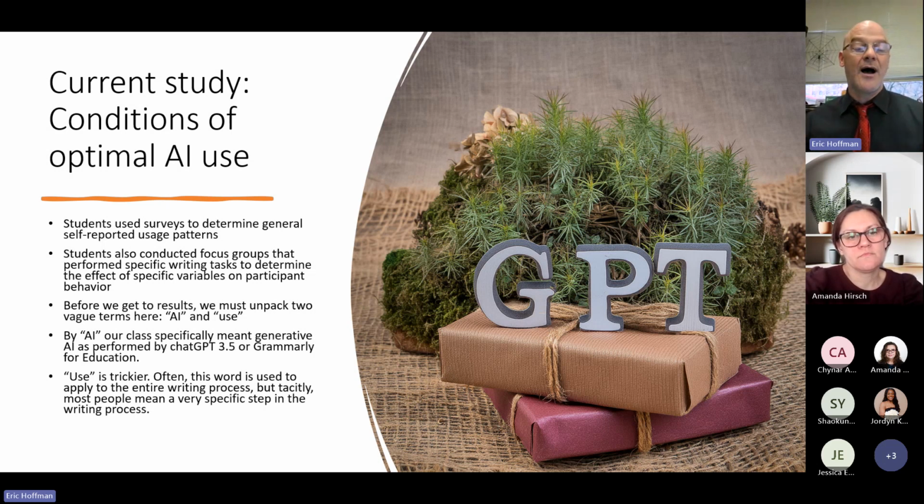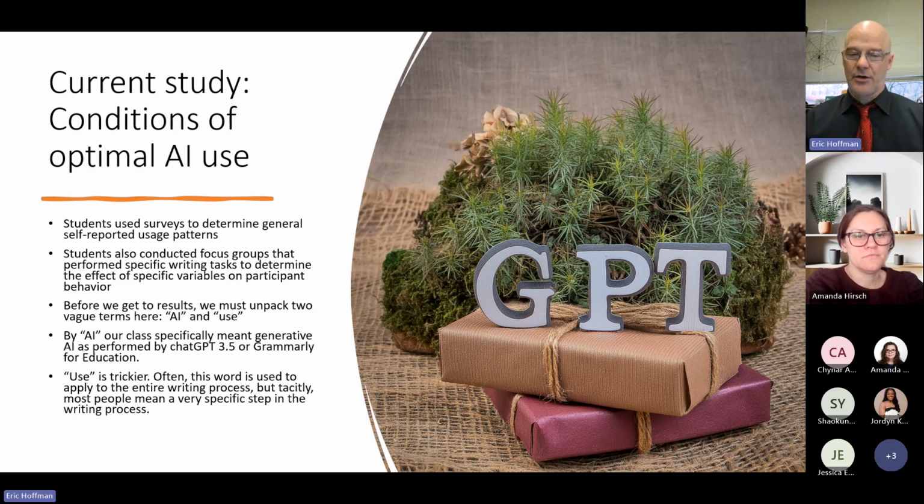Before we go any further, one thing that I think is important to discriminate here is that both the terms AI and use are really, really vague. So I want to unpack both of those. Here, when we say AI, we really mean ChatGPT 3.5, that particular tool for generative AI, or Grammarly for Education, which happens to use a very similar back end for the generative AI portion of the Grammarly product, right?